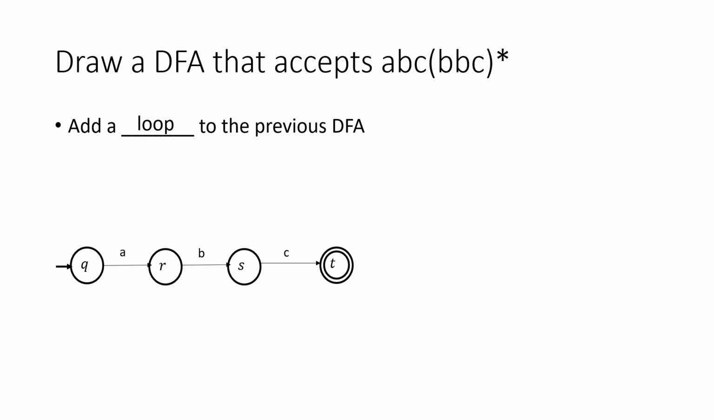Let's expand that example, and let's say we want to draw a DFA that accepts the string ABC and then BBC star. So ABC at the beginning and then BBC repeated as many times as you need to. Think about for a moment how you need to modify the DFA that we had previously to be able to accept this new string. Basically, you're going to add a loop to the previous DFA. Whereas previously we had basically these 4 states, now we're just going to add the transition on B back, so that we can accept B as many times and go back as we need.